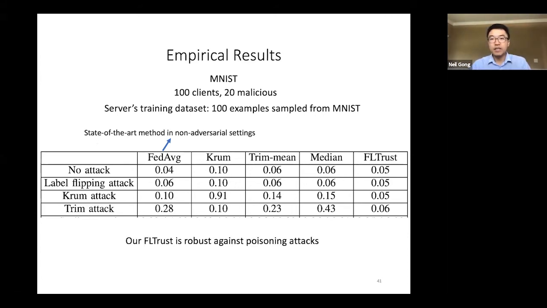As we can see from this table, our FLTrust is robust against various existing poisoning attacks. In particular, the testing error rates of FLTrust under different attacks are similar to the testing error rate of FedAvg under no attack.